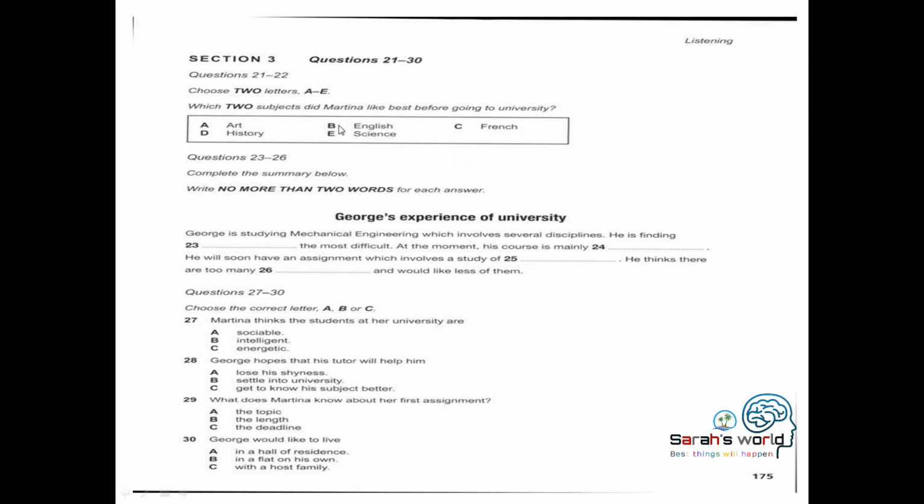Question 21 and 22 are in this box. So you need to click 2 answers. It is clearly mentioned, as for 24 and 25, to choose 2 letters A to E. That means 2 letters means 2 answers. 21 and 22 answers are here in the box. That's why I got confused. Probably I missed it.